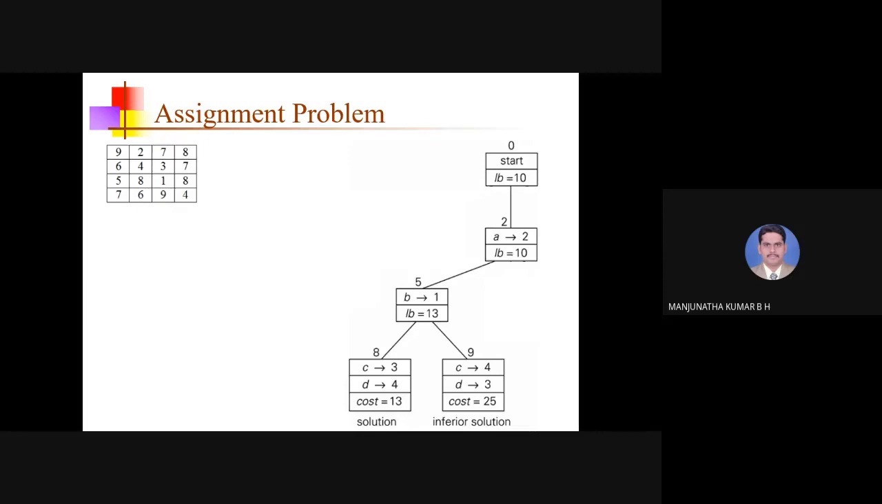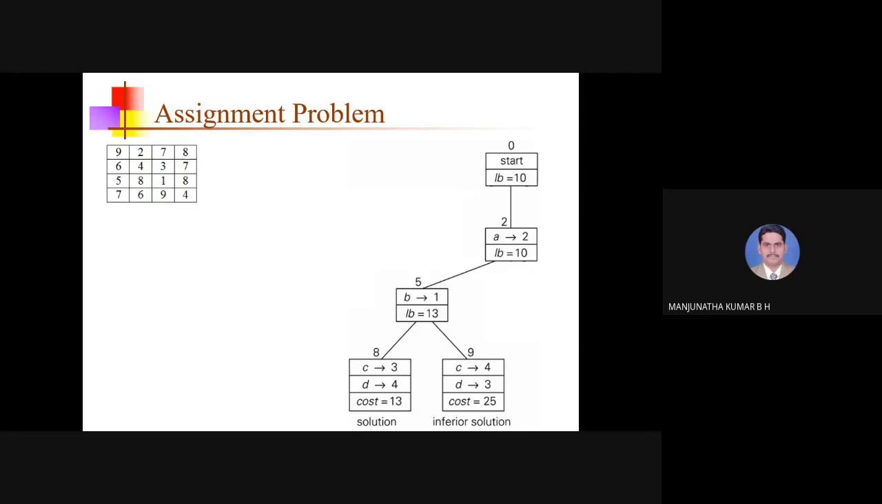Okay, now for your reference, I have given the cost matrix. Now in the right side you can see the partial state space tree started with 0, moving to node 2 is the best one. From 2 I am moving to node 5, this is the best one, and the remaining nodes are the non-promising nodes. Now I'm going to explore node 5 now.